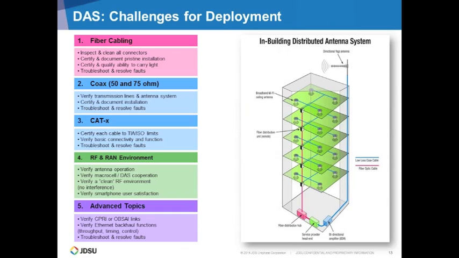But ultimately, you still have your RF and RAN environment. That's the ultimate where you have to verify your antenna operation, the macro cells, the DAS operation, to make sure that everything is basically working in unison. And there's a number of advanced topics. Again, CPRI is part of a protocol which is now starting to make itself more and more known, it's just beginning as far as the deployment of distributing RF.